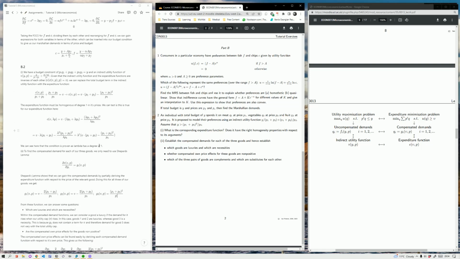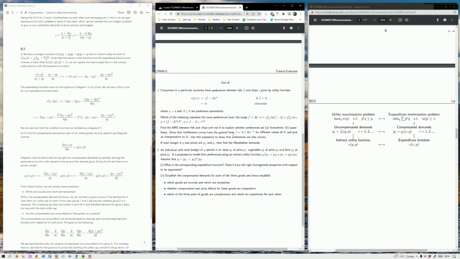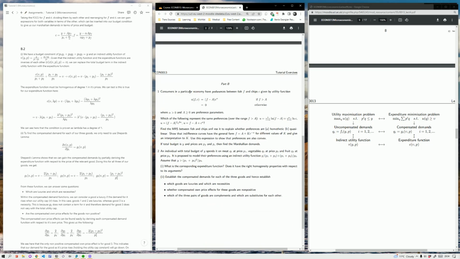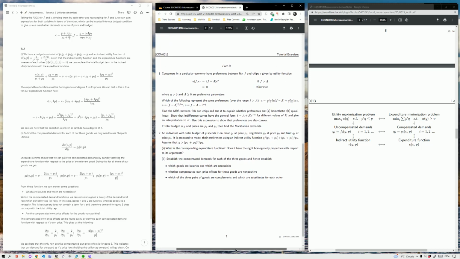Okay, for number 2, we have a similar thing. I feel like someone here was really hungry, because both of these, this is about fish and chips, and this is about meat, vegetables, and fruit. Was this person just starving and they just wrote about food because they couldn't think of anything else? I choose to believe that.